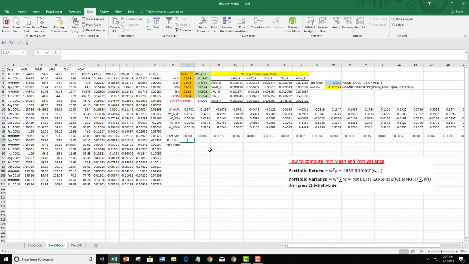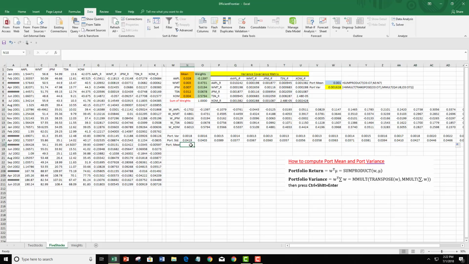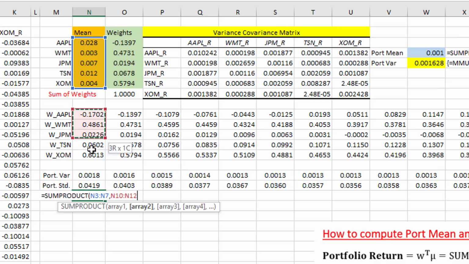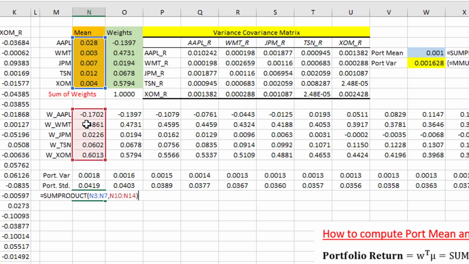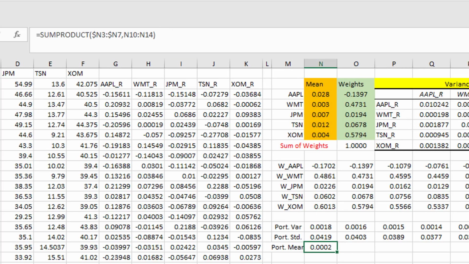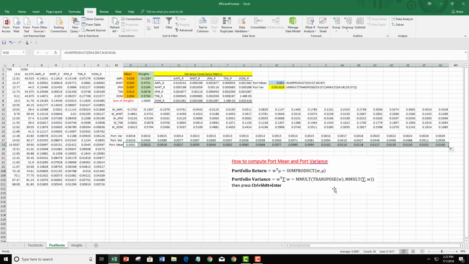Now to compute the portfolio standard deviation, I take the square root of my portfolio variance, and that gives me the portfolio standard deviation. I can drag it to the right. To compute the portfolio mean, again I'm going to use SUMPRODUCT, my mean vector, comma, my weight vector. Keep in mind, I'm going to drag this, so I want to fix that mean vector because it is the same for all other weights. So I'm going to put the $ sign before N3 and N7, hit enter, and now I have the portfolio mean. I can grab this little square box and drag it to the right, and now I have a series of portfolio means.